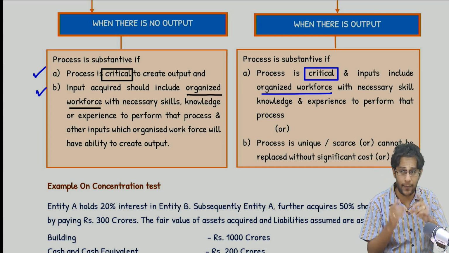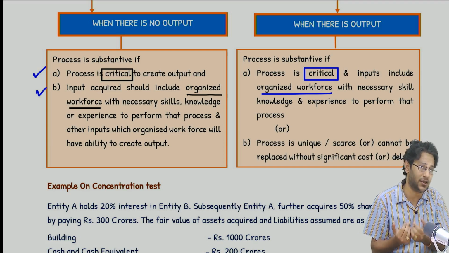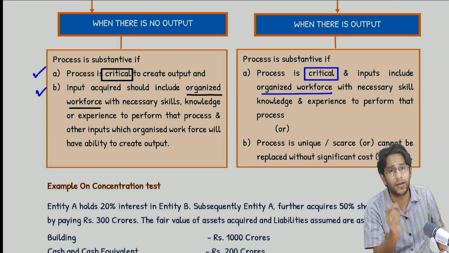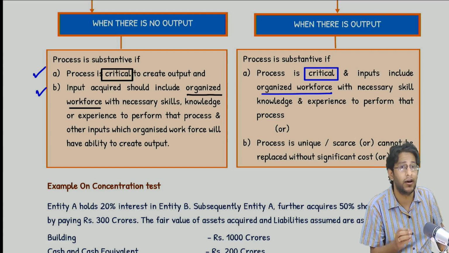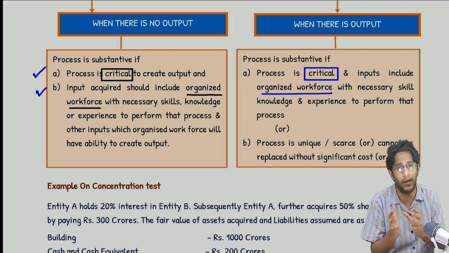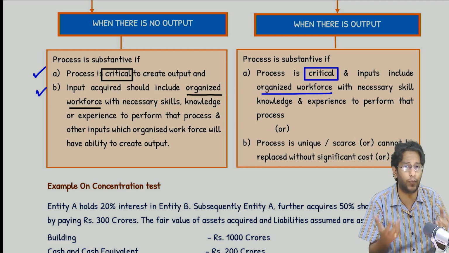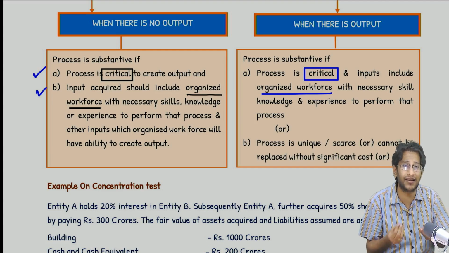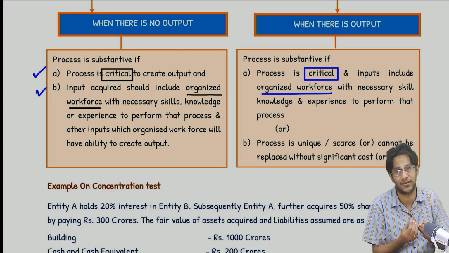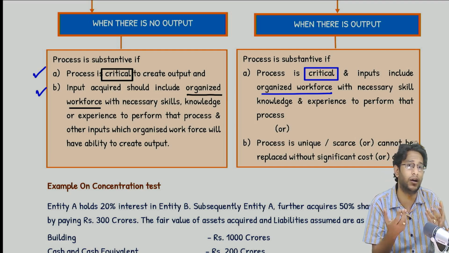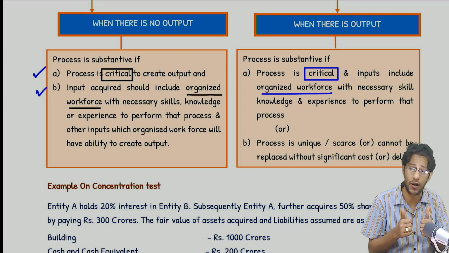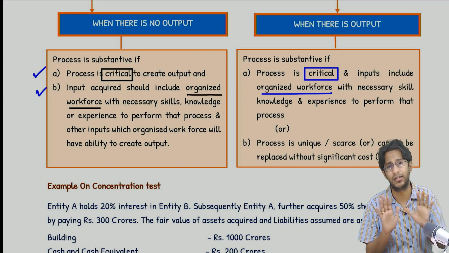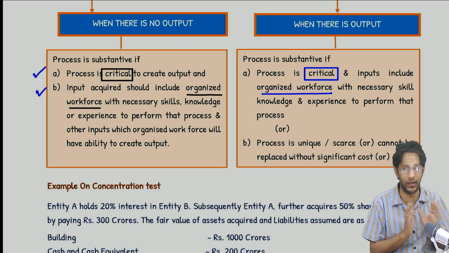If you say that I am not taking over the organized workforce of the other entity, then I'll ask you, is the process you are taking over a unique or scarce process, for which organized skilled employees are not required? The process itself is the most unique and scarce thing which is capable of generating output. In that case, even if you do not bring the organized workforce, that is still fine with me. So this is how you do a detailed business assessment test.